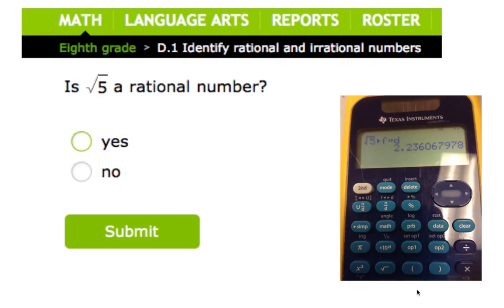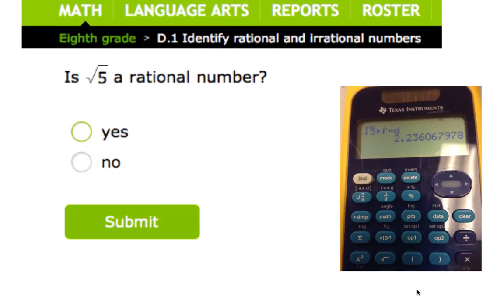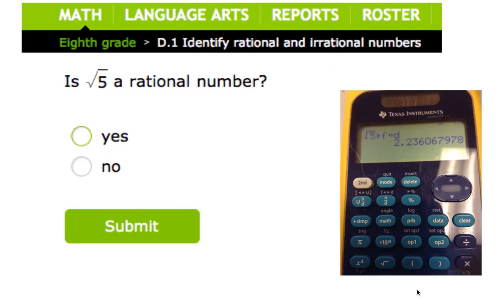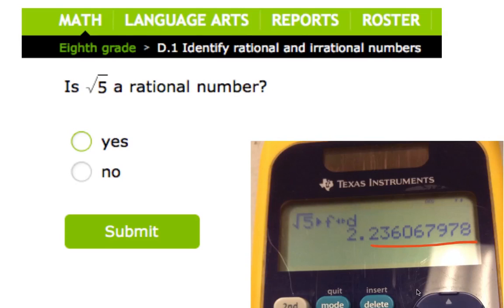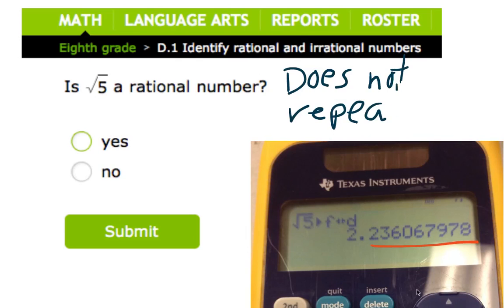How about the square root of 5? As you can see, I've converted the square root of 5 to a decimal. I get 2.236079778. Notice after the 6 I get a 0, and then after the next 6 I get a 7. After one 7 I get a 9, after another 7 I get an 8. So there's no way to predict what's going to happen next, and it doesn't repeat and it doesn't terminate. So if it doesn't repeat and it doesn't terminate, there's no way for me to write it as a fraction, and so it is not a rational number.